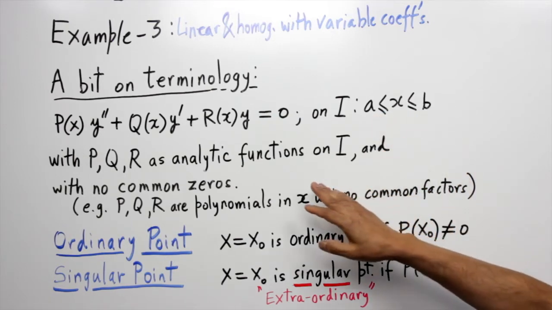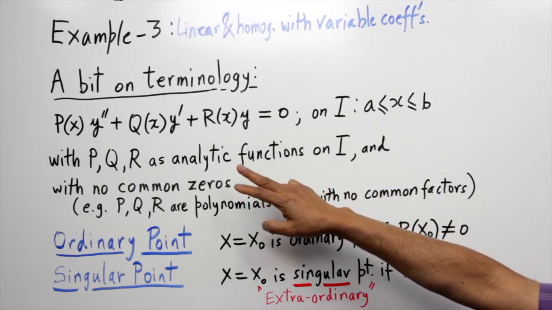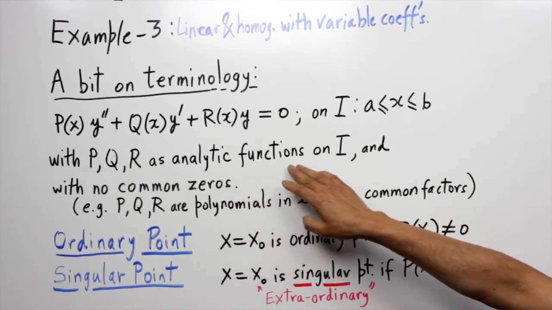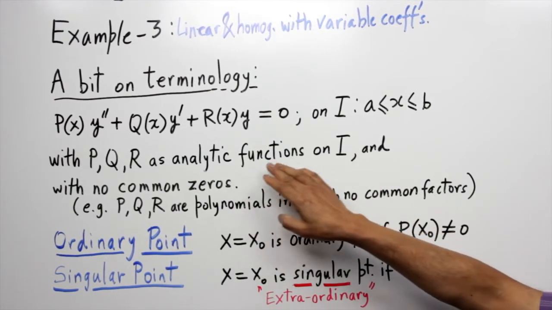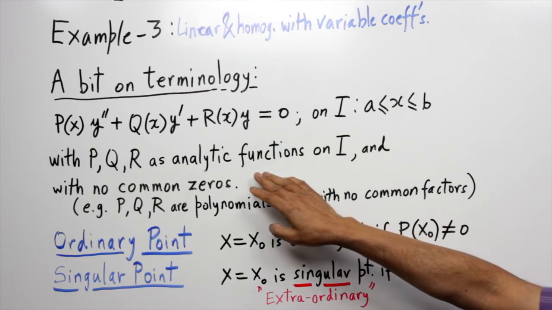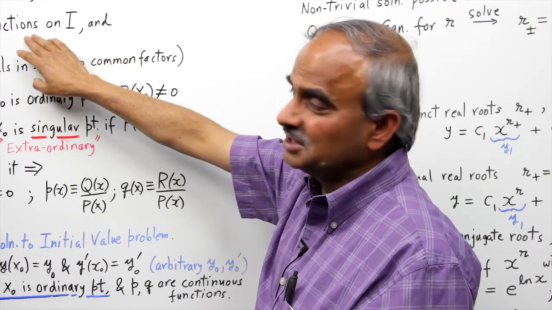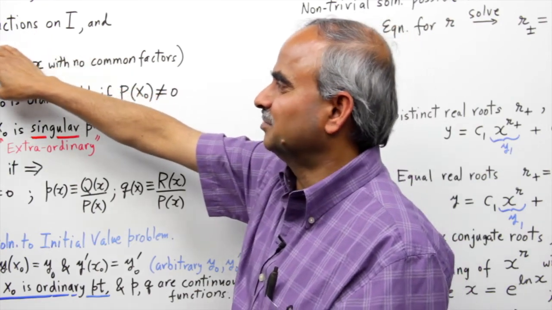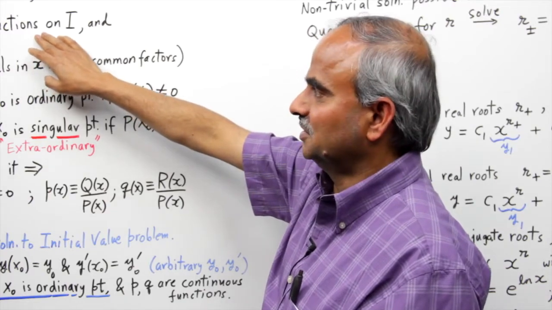All right. So we're going to assume that the functions capital P, capital Q, and capital R that appear in the differential equation are analytic functions on I. So practically speaking, what analytic functions means is that we can evaluate derivatives. These functions are continuous and we can differentiate them as many times as we need, and everything will be fine. They will not blow up any place. That's what is meant by analytic function in a practical sense. Mathematically, we can define this later.